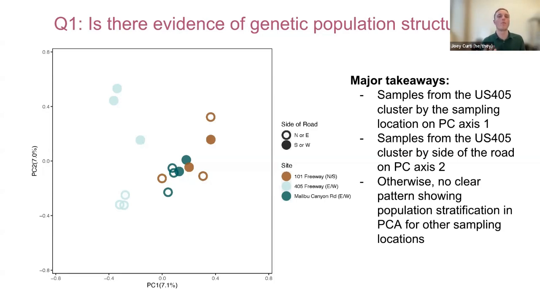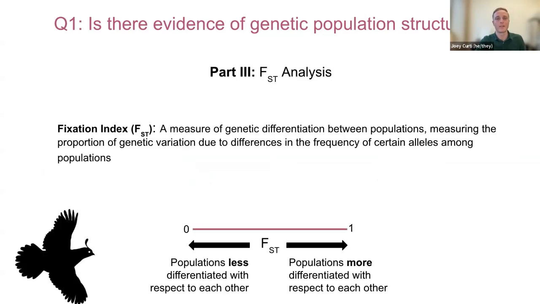Again, we work in concert with all of our different analyses, so we'll do one additional analysis to see what that tells us about the populations in terms of genetic structure. So this final analysis for our first question is called a fixation index, or FST. And you can think of this as a number that can vary from 0 to 1, which is essentially a measure of genetic differentiation between populations. So you feed it your genomic data, and it gives you an evaluation of how differentiated populations are from one another.